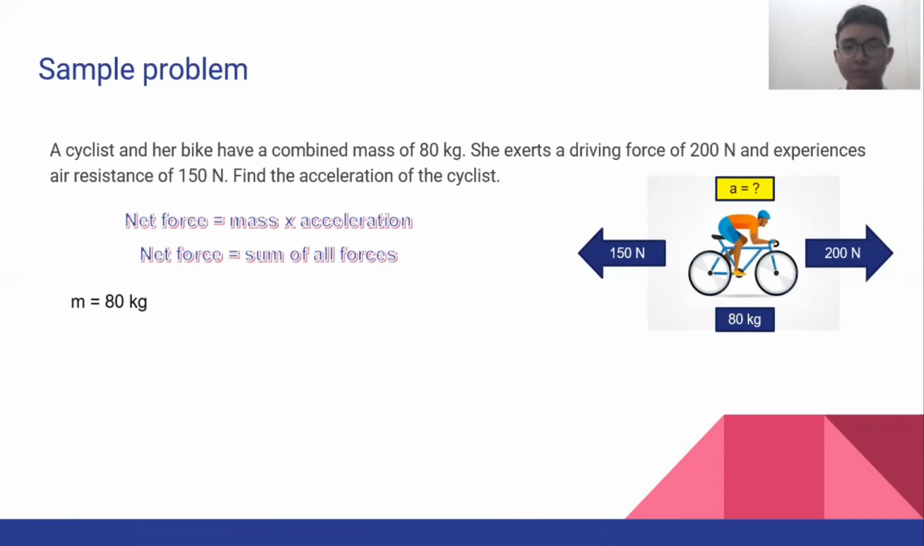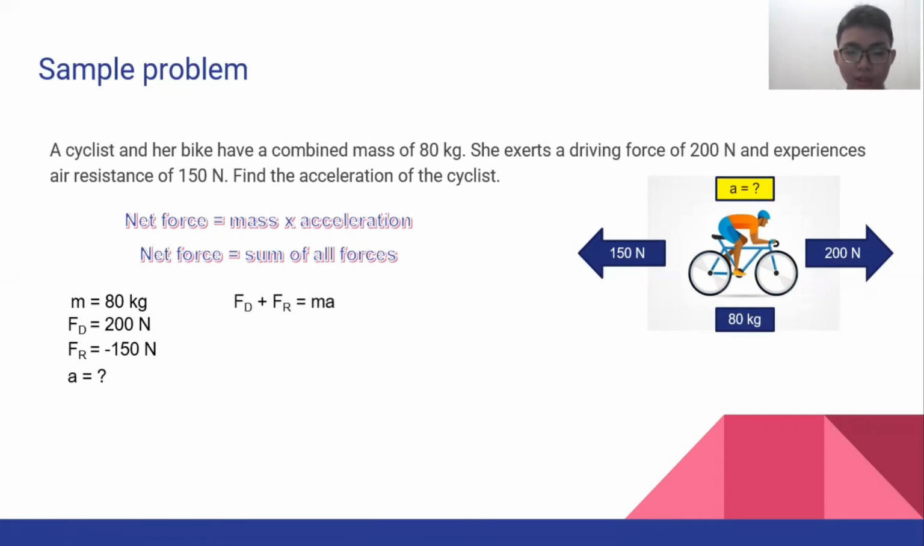So first, to solve the problem, we need to find the givens. Mass is 80 kilograms. Driving force is 200 newtons. Resistance force is negative 150. This is negative because it is going in the opposite direction. So that's why I put negative there. And the unknown is acceleration, which is a.